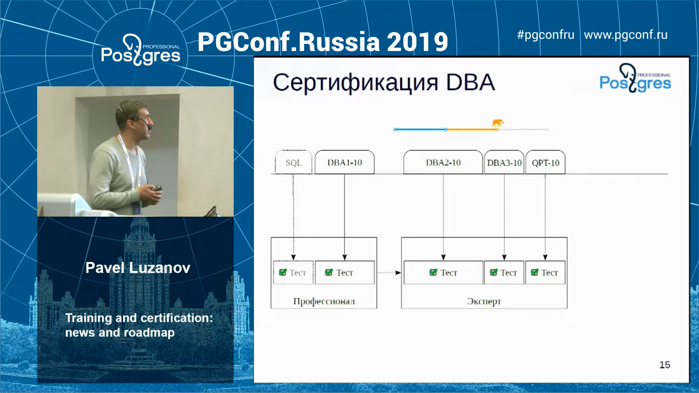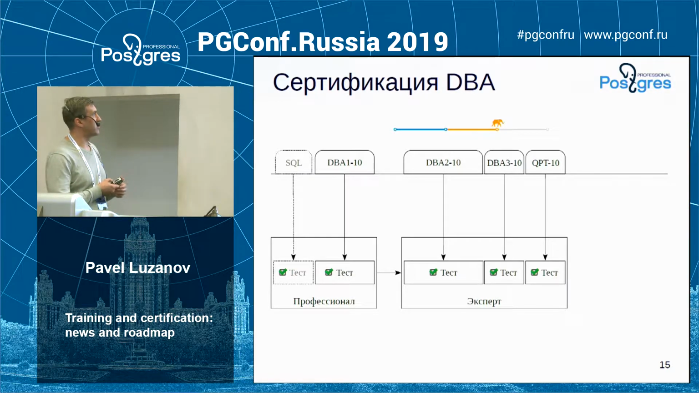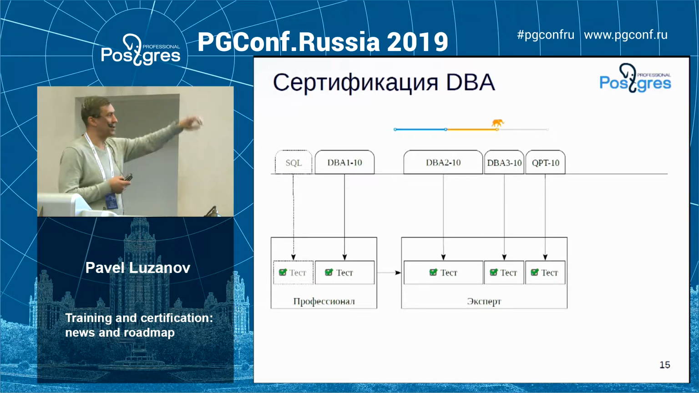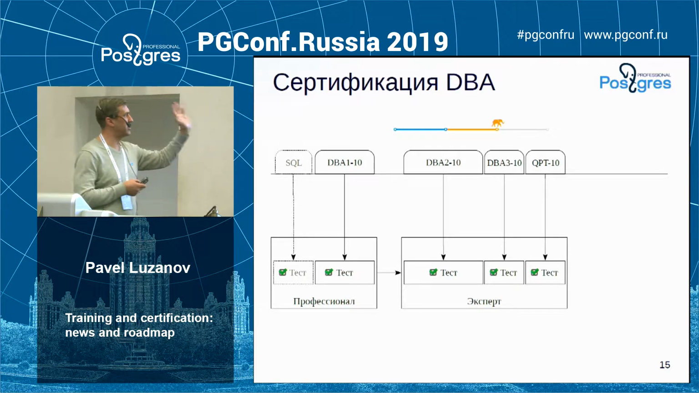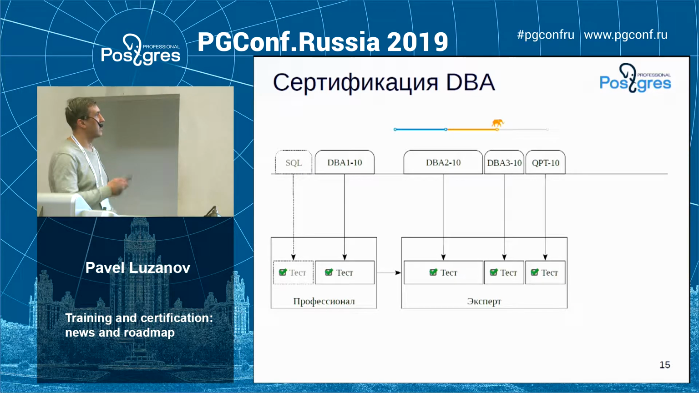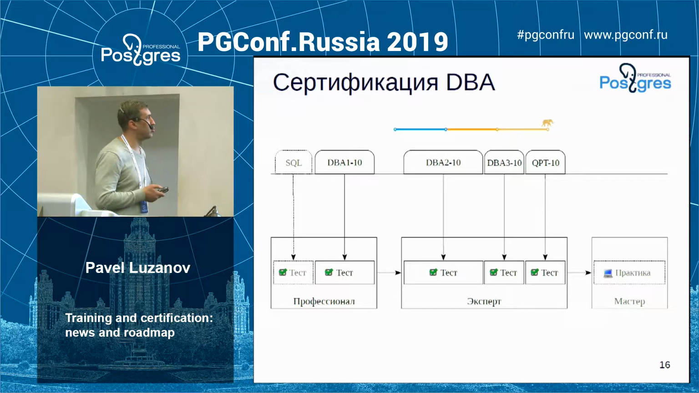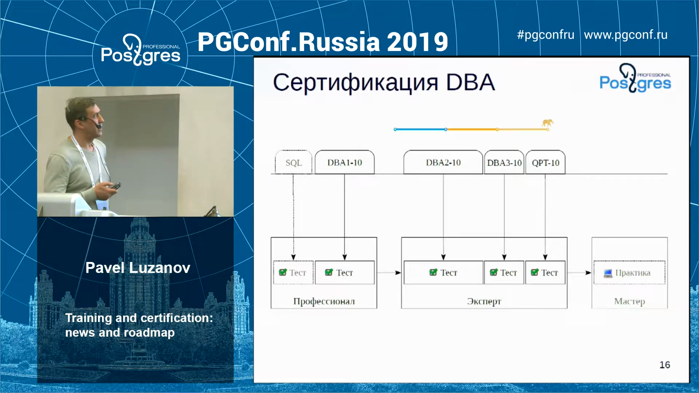Next level, we called it expert. And the thing about expert is that you will have to go through 3 additional tests. You can go through all 3 courses, like DBA2, DBA3, and QPT. You can go through them in any order, and you can pass tests on these courses.